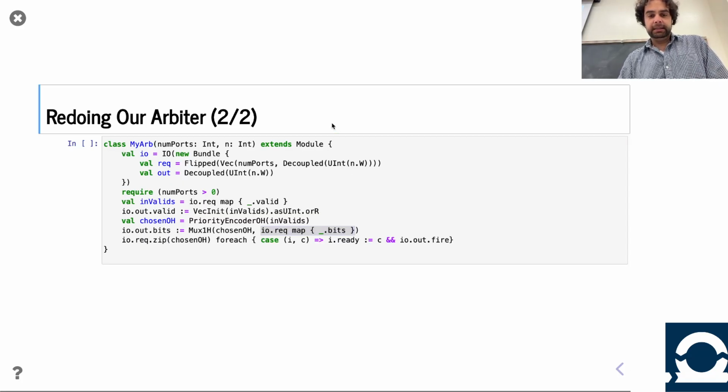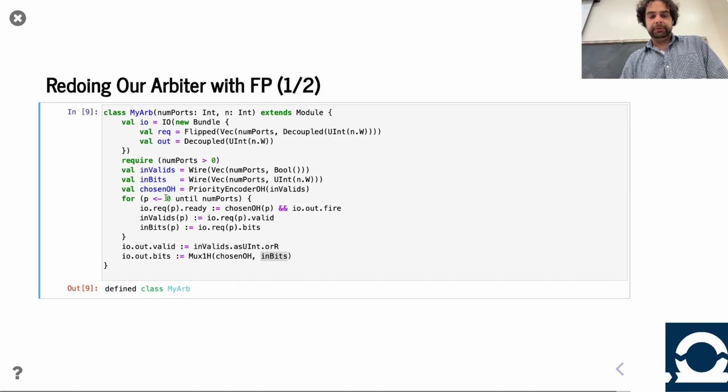And then we have some logic about how we want to do the ready signaling. Remember, even though we assign this like it's an output, it came in and was kind of like an input, because these decoupled interfaces go in both directions, right? So for every one of these ports, the ready field we want to set as the and of the chosen one hot, whatever that bit is, and if the output is firing. So how do we do that logic again?